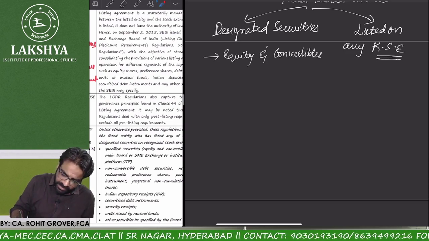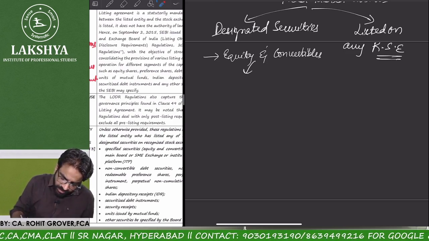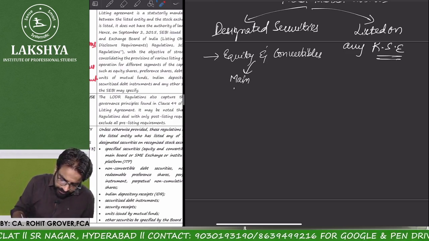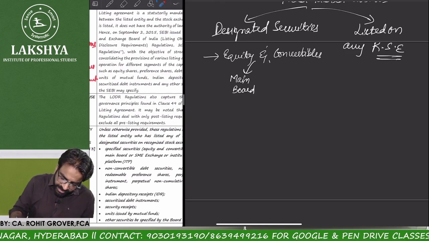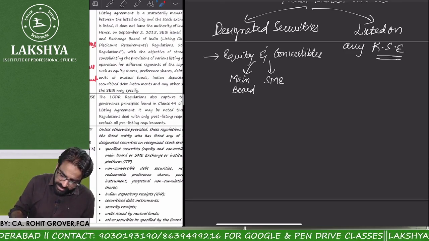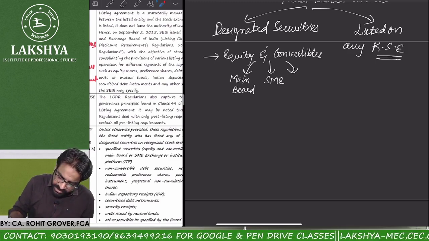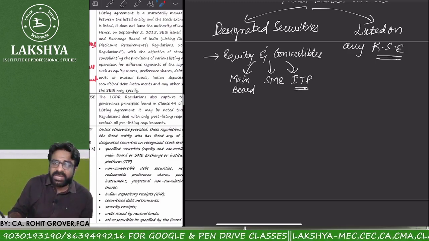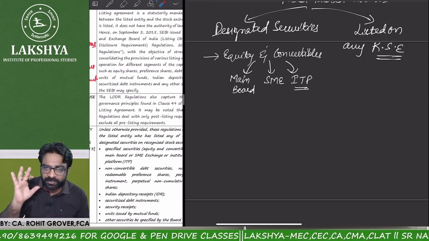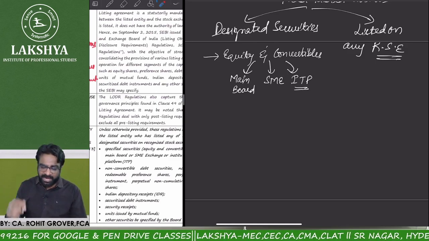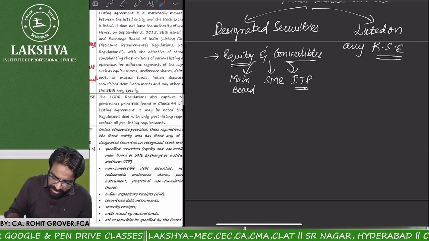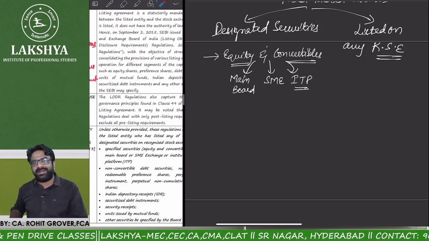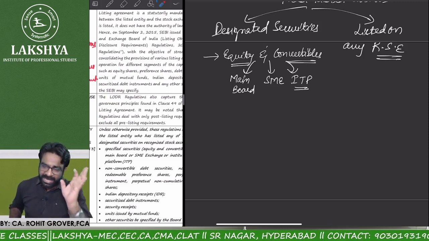Equity and convertibles, if they are listed on main board, if they are listed on SME stock exchanges, or if they are listed on ITP. What is ITP? Institutional Trading Platform. So if your equity shares and convertibles are listed on any of these 3 platforms, then in that case the LODR regulations are applicable to you.